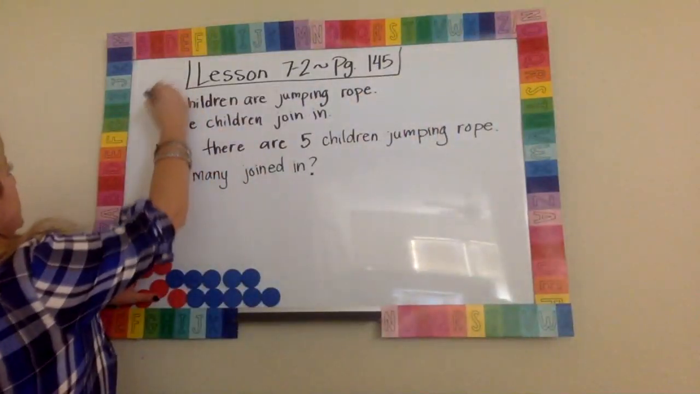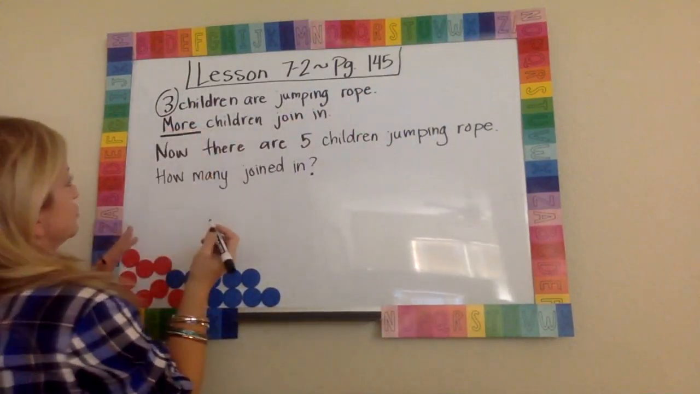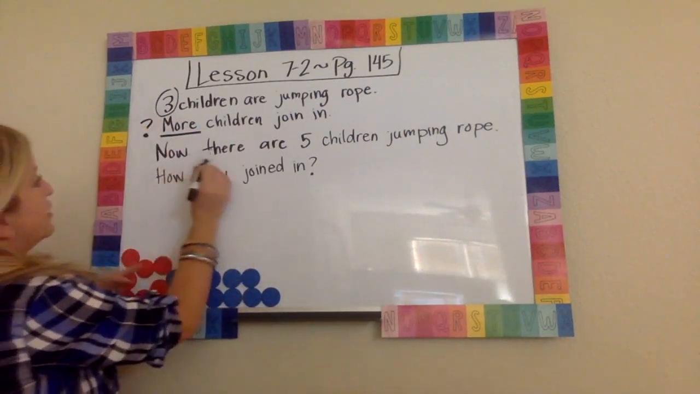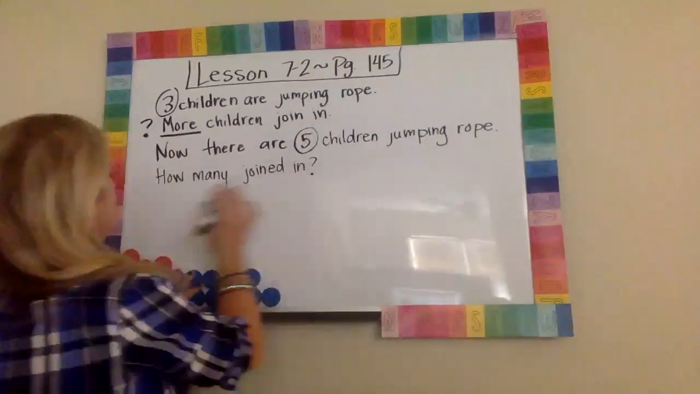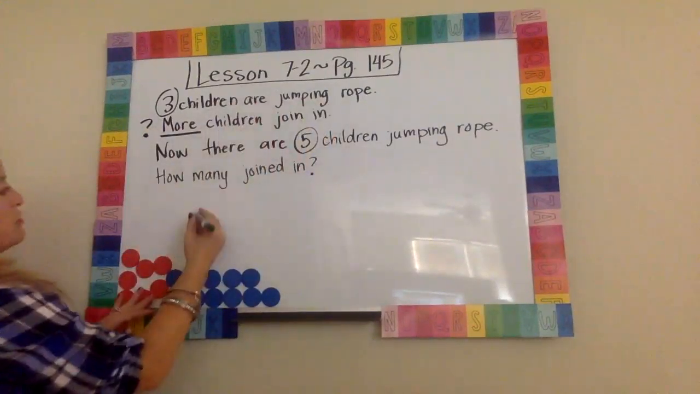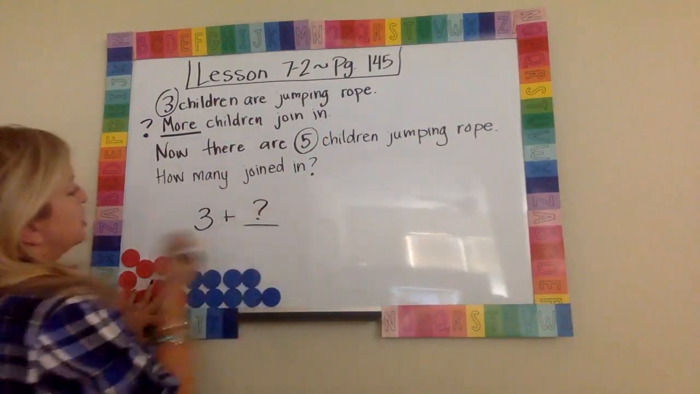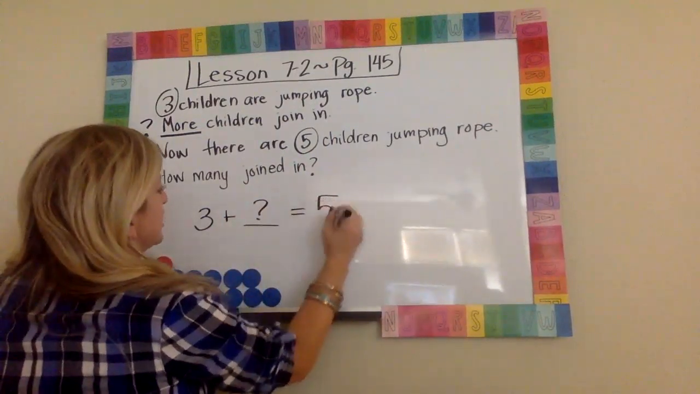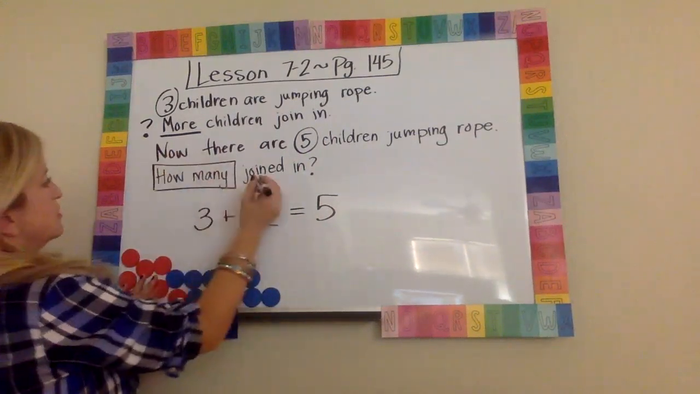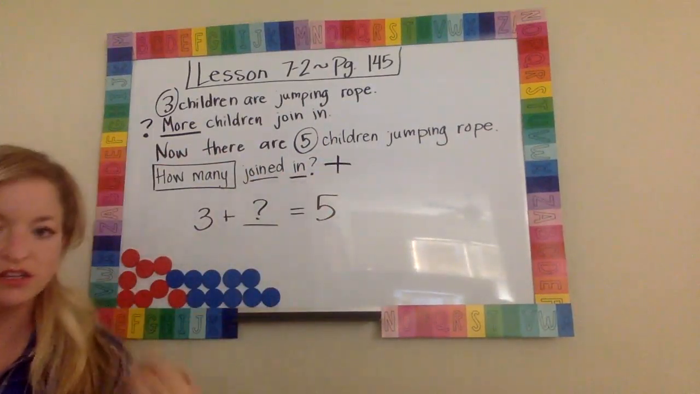All right, so 3 children are jumping rope. More, that's a key word, more children join in. We don't know how many more, so we put a question mark. We don't know. Now there are 5 children jumping rope. How many joined in? 3 children are jumping rope, so we start with 3. More children join in. We don't know how many more. Now there are 5 children jumping rope. How many joined in? So they want us to find out how many joined in. That means how many were added. If you join in, you're adding to it.